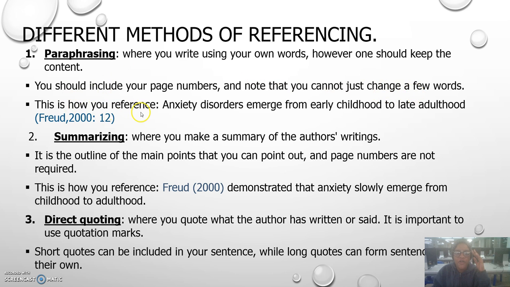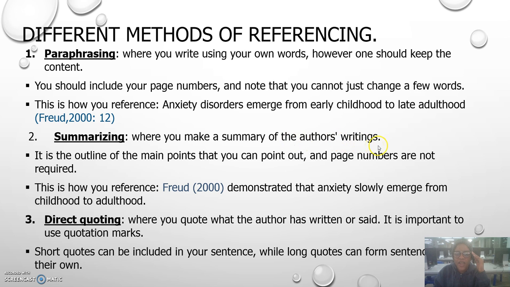So this is how you reference. Let's see. Anxiety disorder emerged from early childhood to late adulthood. So here it is your in-text, and let's assume that here you have paraphrased your sentence. And summarizing. Summarizing is where you make a summary of the author's writing.